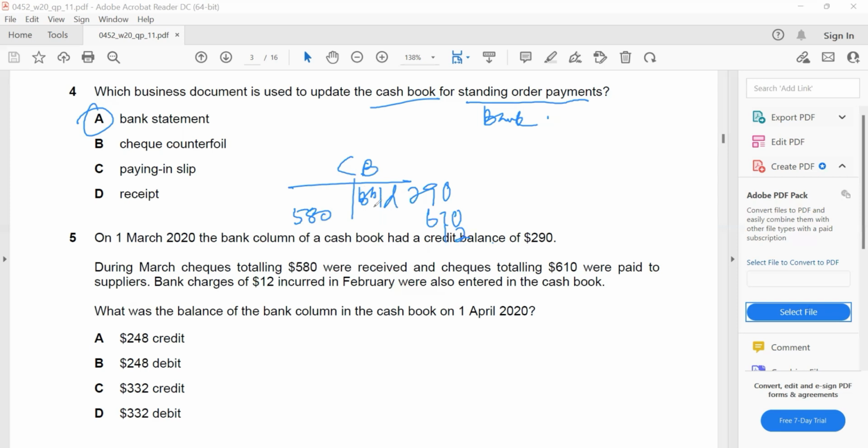So we calculate the total debit and credit first. 290 plus 610 plus 12 minus 580. So we get a balance carried down in here. This is for 30th March. The question asks for 1st April. So this amount will move to the credit side. On 1st April, balance brought down is 332. So this is sitting on the credit side. So the answer should be credit balance 332.